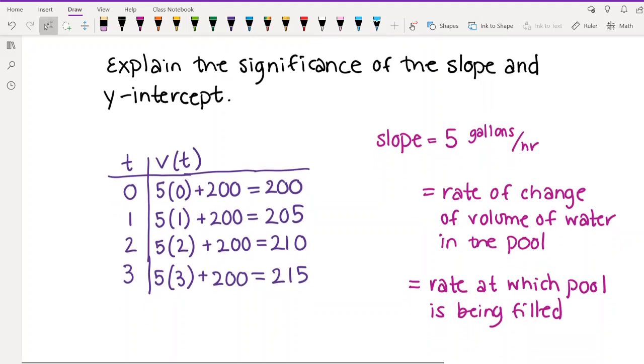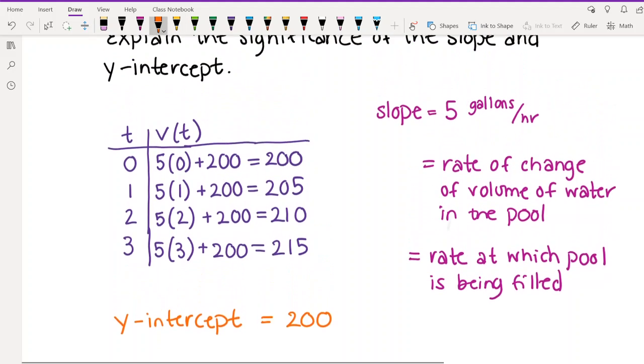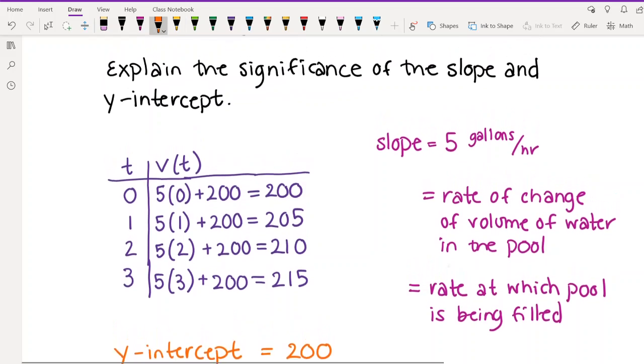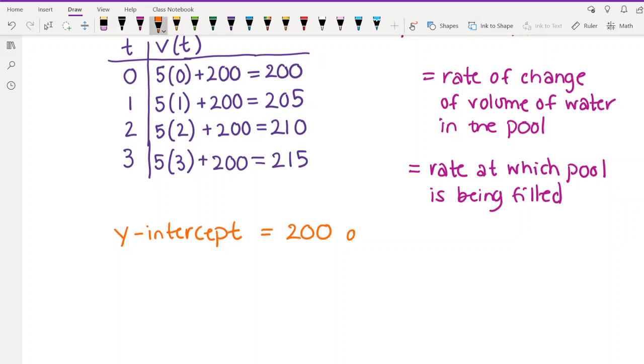Okay, so what does the y-intercept tell us? The y-intercept in this case is equal to 200. What does that number 200 represent? What would be the units on that 200? Well, 200 is an output value, and it's the amount of gallons in the pool. So it's 200 gallons. What does that represent in terms of this word problem? It tells us the initial amount of water in the pool.